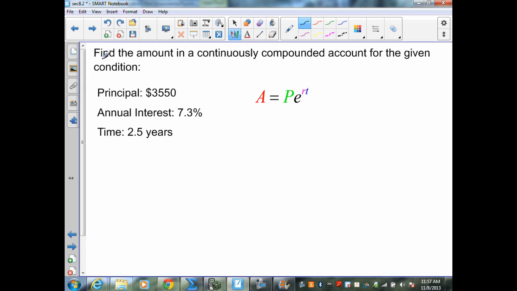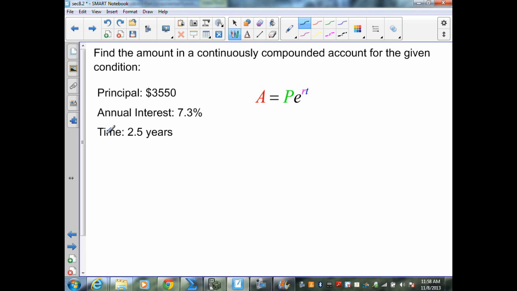On our last example, we want to find the amount that we have in an account that is a continuously compounded account for the given condition. So here's our formula. A stands for the amount I have at the end of time that is going to be given to us. Here, our time is 2.5 years. P is our principal, which is the amount of money that we start with, we place in our initial account. E is our exponential function, and here I have r, which is the interest rate for the year, and t, of course, we already stated is in years. So we have to calculate all of our time in terms of years if they give us months.